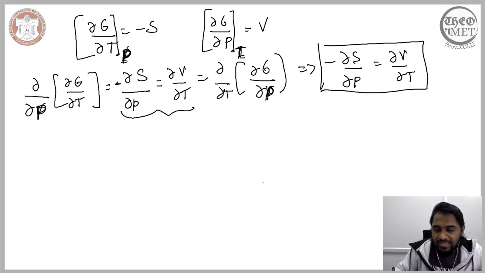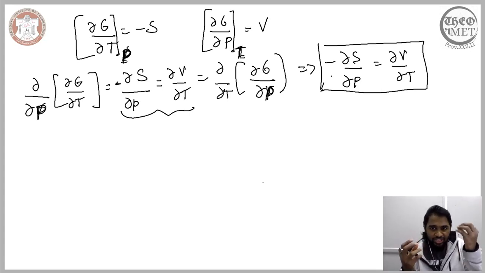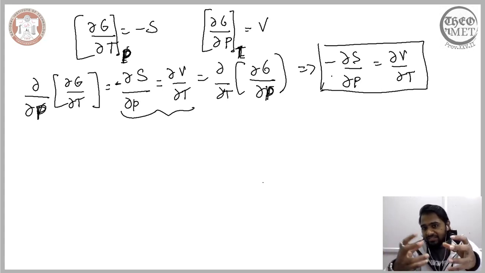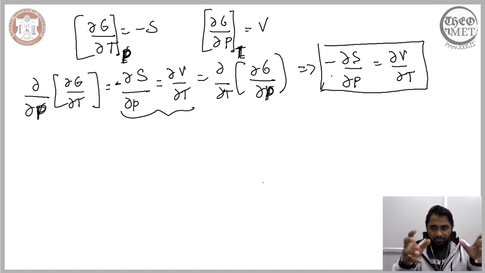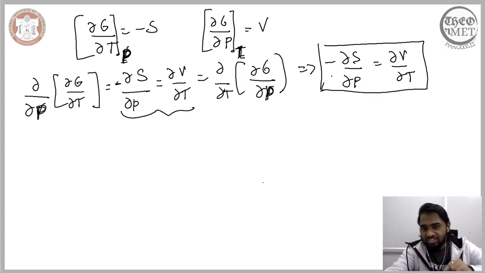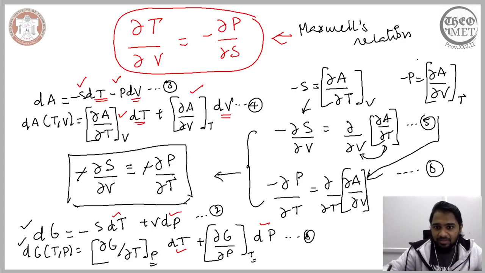So this is a relation that attempts to equate the change in the entropy with respect to pressure to the volume and temperature, the change in volume with respect to temperature. So the change in entropy with respect to pressure is related to accessible parameters in this expression here, and the same we have seen here wherein the change in the entropy with respect to volume is related to accessible variables of pressure and temperature.